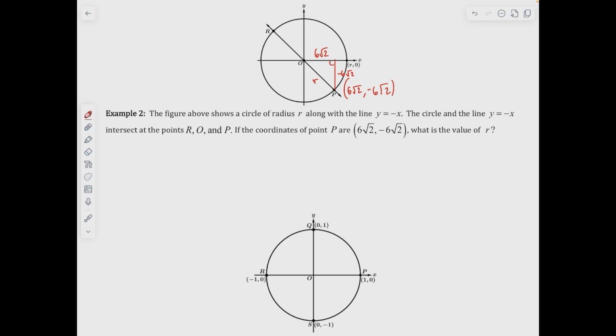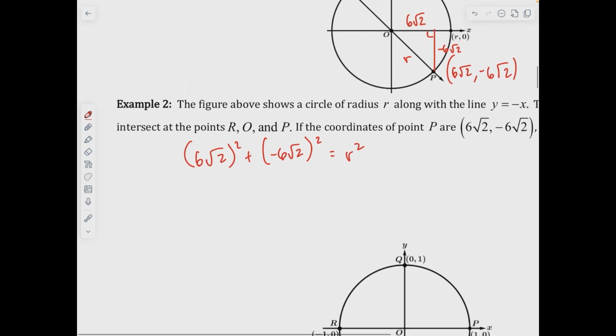I have a right triangle, so I can use the Pythagorean theorem to find the radius. I'm going to use 6 root 2 quantity squared plus negative 6 root 2 quantity squared equals r squared. Notice that I put negative 6 root 2. When we're talking about side length, it's actually a positive 6 root 2; it's just that the vertical displacement is negative. But it doesn't matter, because when I square it, it's still going to end up positive anyway.